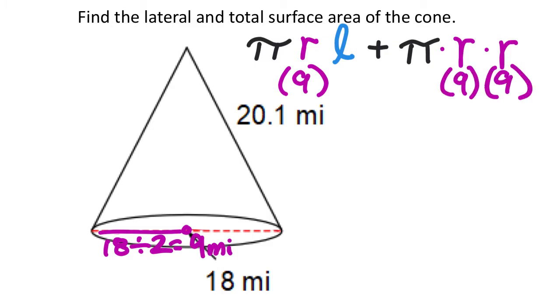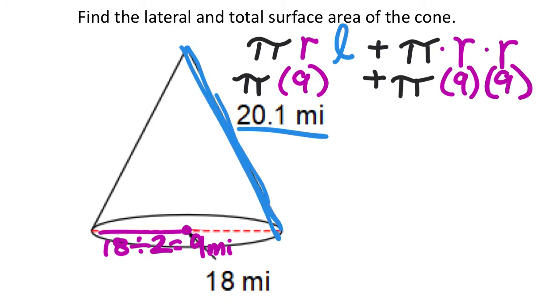And again, after we get all these values, you're just going to put this into the calculator, by the way. So it's going to be pi times 9 times the slant height plus pi times 9 times 9. And the slant height on this one was given here at 20.1 miles. They probably should have indicated that it's this slant height right here, but it doesn't matter which side it's on. Still 20.1, so I'm going to replace that L, which is slant height, with 20.1 right there.